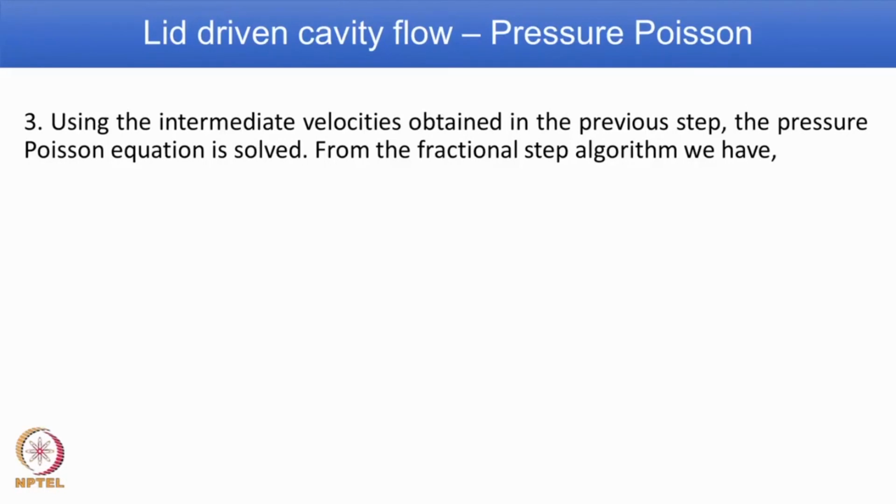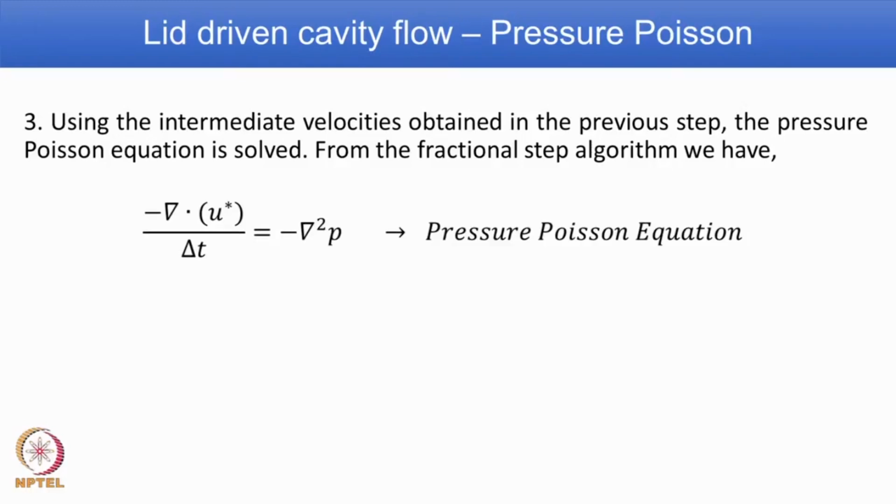This is the third step, that is using the intermediate velocity obtained in the previous step, that is by solving u momentum and v momentum equation, pressure Poisson equation is set up and it is solved. So, we have del dot u star by delta t equal to del squared p, which is the pressure Poisson equation.